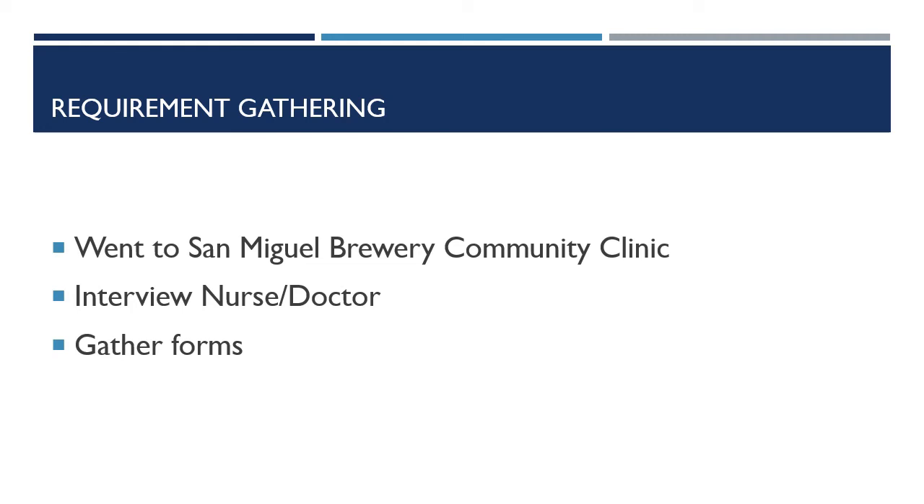We interview the nurse and doctor. During the process, the users of the system are interviewed to know what their expectation from the system is. Gather forms. We gather info and requirements of the San Miguel Brewery Community Clinic. The researchers studied and understood the whole process and gathered the info and details that would be operating the system.